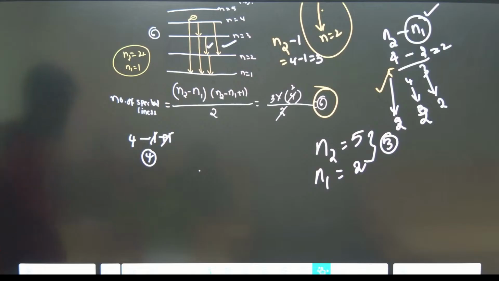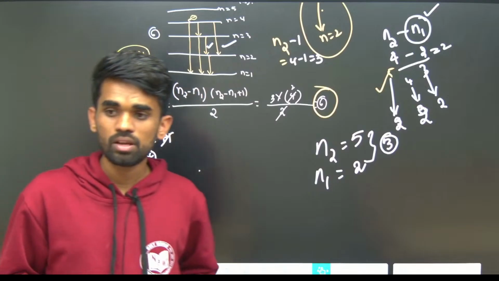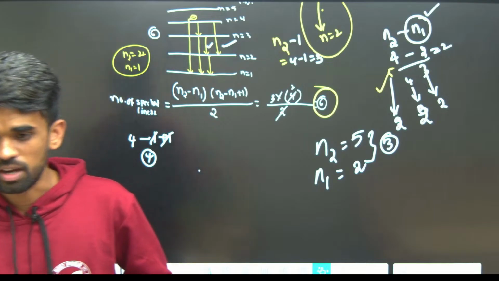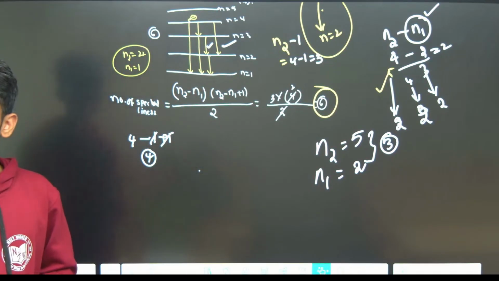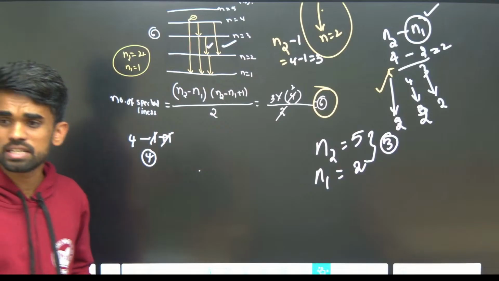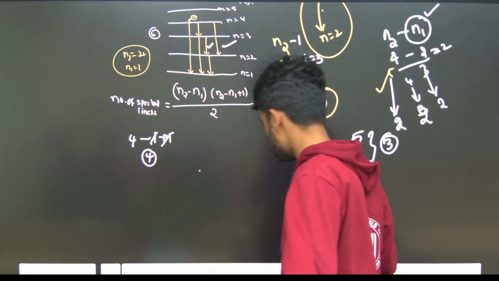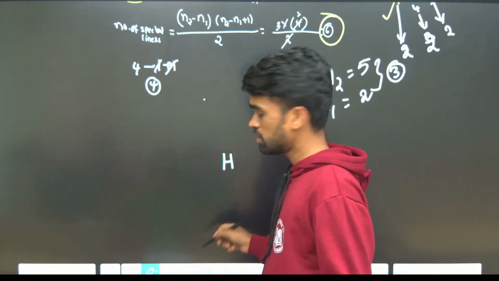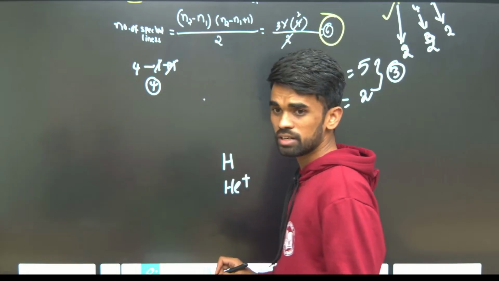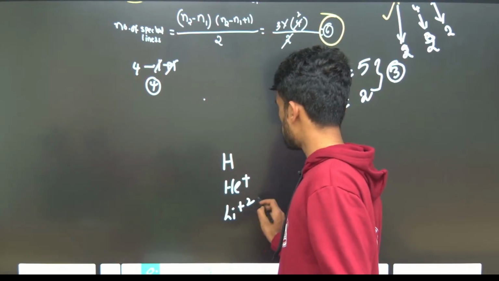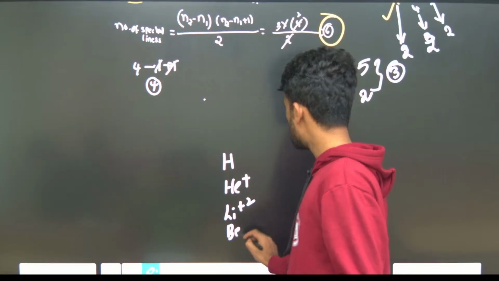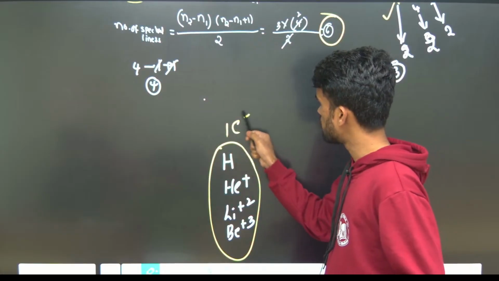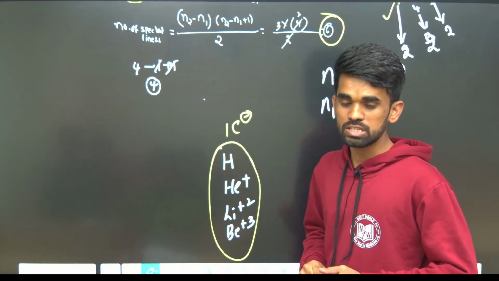And tell me what are the limitations of the Bohr model. It does not explain spectra other than the hydrogen spectrum, and it is applicable only for single electron species. Like the many questions you have written: hydrogen atom, helium ion, Li 2 plus, Be 3 plus. All of them have one similarity, only one electron. It is applicable only to single electron species.